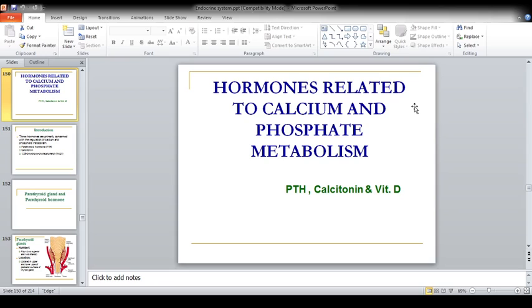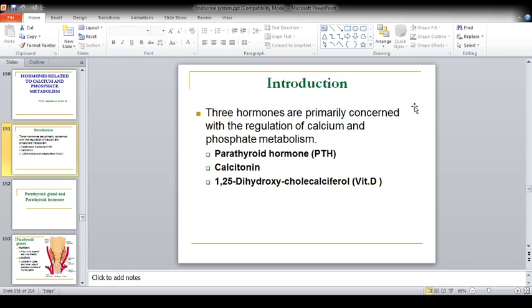Today we're going to study the regulation of calcium and phosphate. Calcium and phosphate metabolism, the absorption and excretion of calcium and the determination of the level of calcium and phosphate in blood, is determined by different hormones. The main hormones are the parathyroid hormone, calcitonin, as well as vitamin D. These three hormones are primarily concerned with the regulation of calcium and phosphate metabolism.